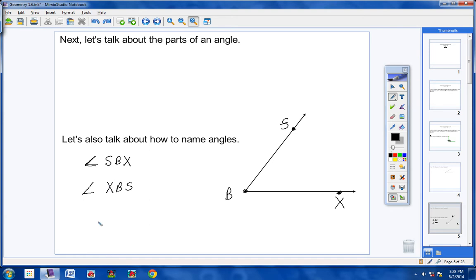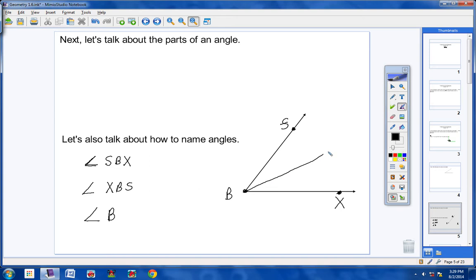Now there's actually a third way to name this angle, and please write this down. We could also call this angle B, and that's acceptable. If you just want to use the vertex, you can. So we can call this angle SBX, or angle XBS, or angle B. Now, I need to show you something that's really important, so please listen carefully. When I say to you, we can call this angle B, that's not always allowed.